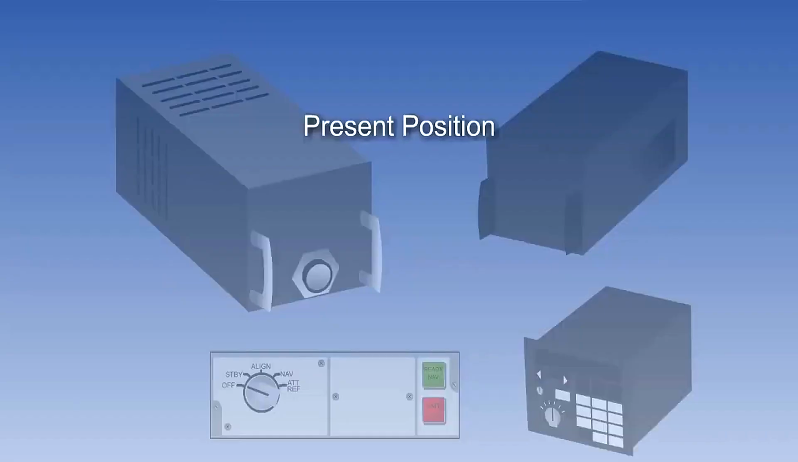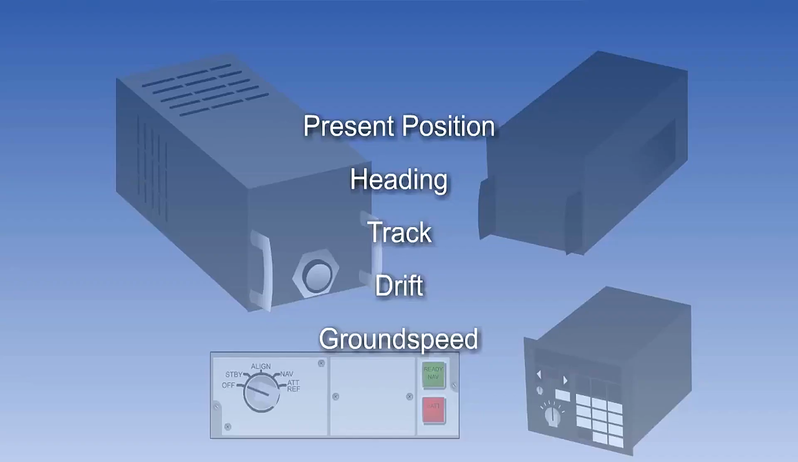INS measures or calculates the following navigational information. Present position, that is latitude and longitude. Heading, which way the aircraft is pointing. Track, the direction of the aircraft's path over the ground. The difference between heading and track is called drift. It is caused by crosswind. Ground speed, that is the speed over the ground, which is usually not the same as the speed through the air. Again, this is the effect of wind.